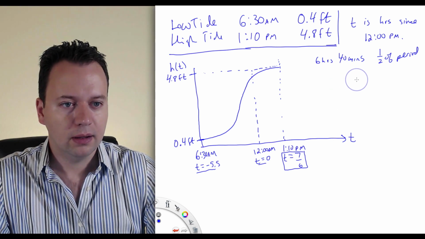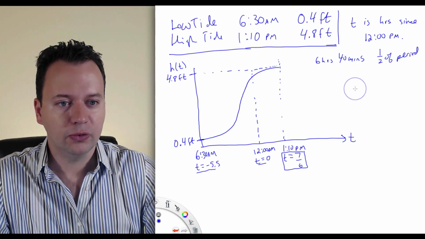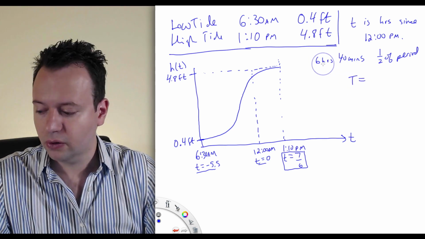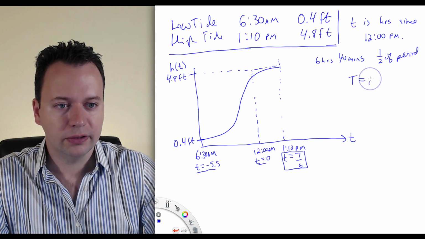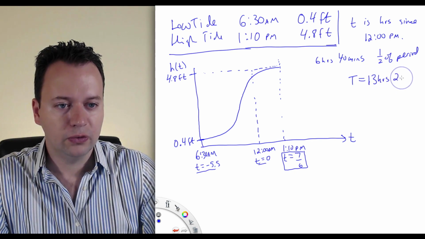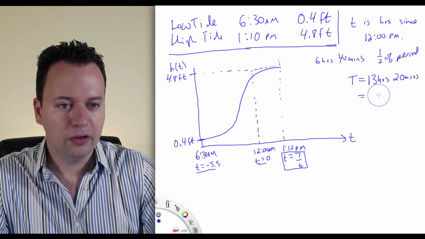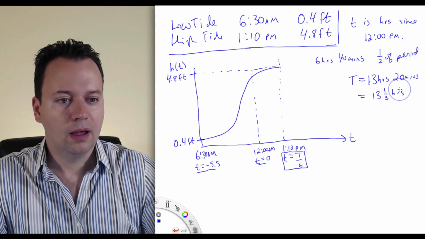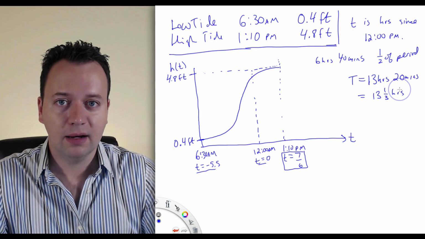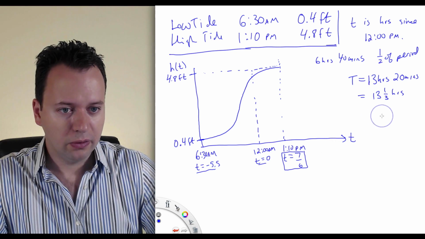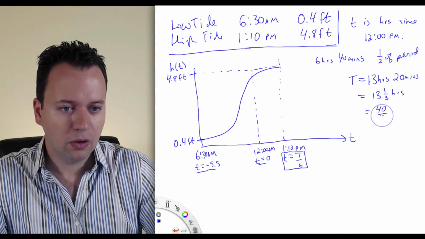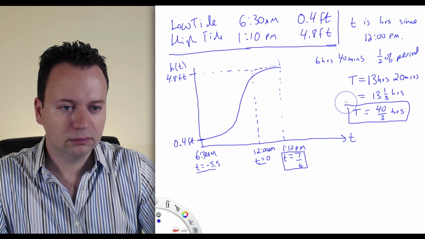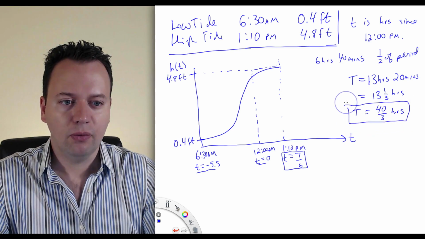So the total period is going to be twice this. That's going to be 13 hours and 20 minutes. Or in other words, it's 13 and 1/3 hours. 13 times 3 is 39, 39 plus 1 is 40. So the period is 40 over 3 hours. Okay, so we have that down.